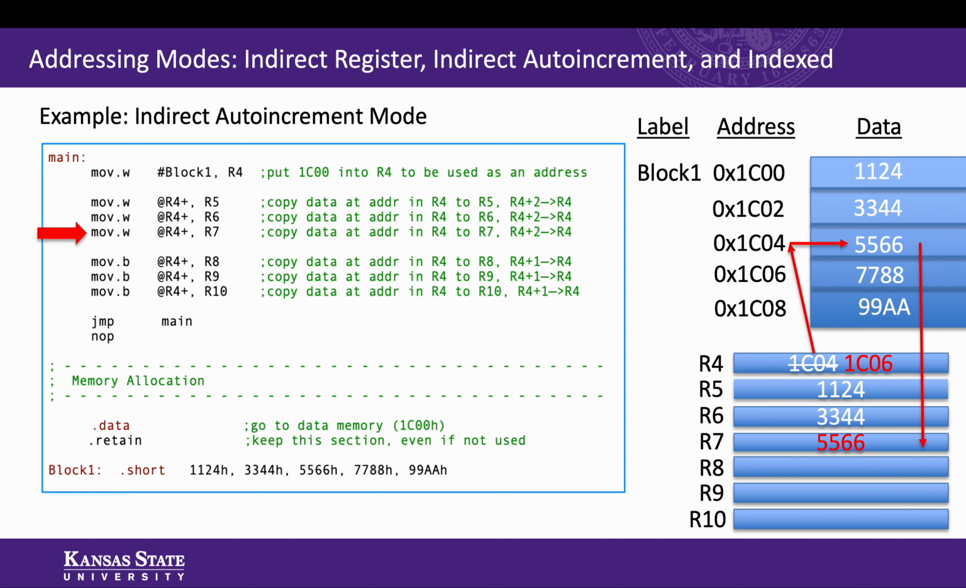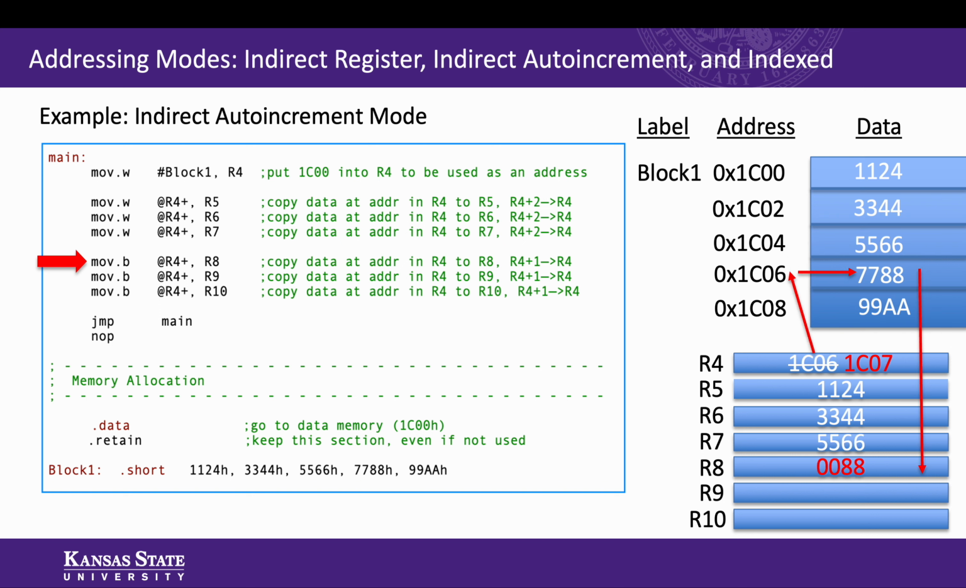Again, this should be no surprise to you. During this instruction, 1C04 is stored in R4 at the beginning of the instruction. It points to data 5566, which gets moved into R7. Because it's auto increment mode and we're operating on a word, R4 is incremented by 2 to 1C06 at the end of that instruction. That's all shown to the right.